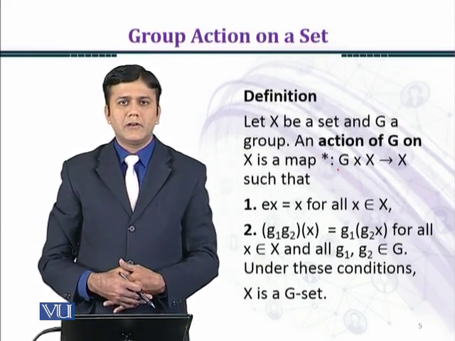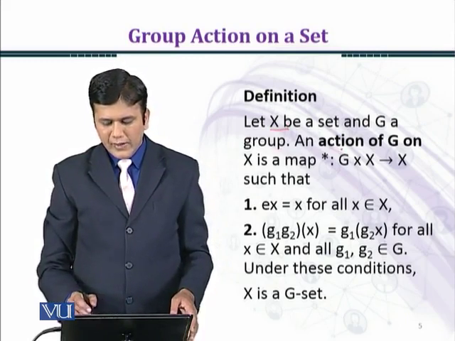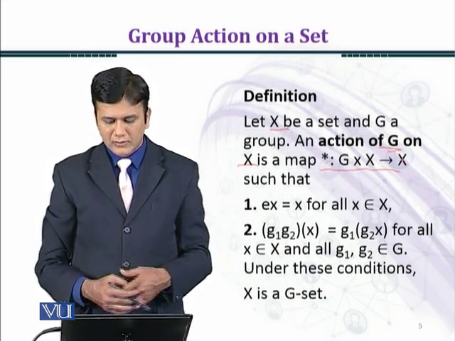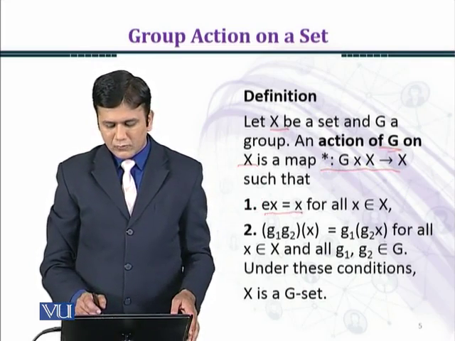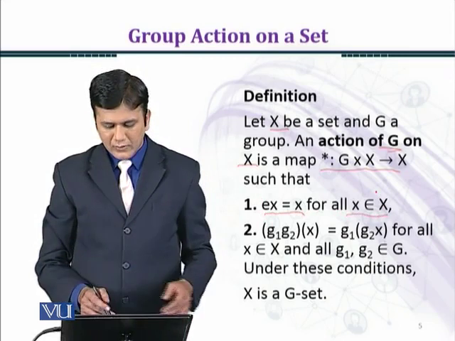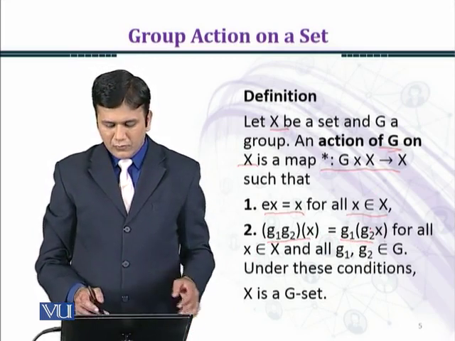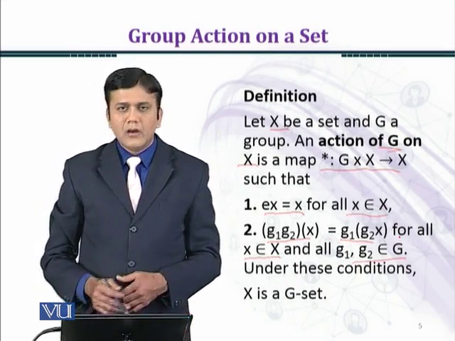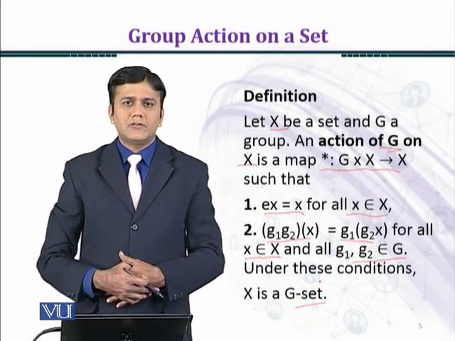Let's define it formally. Let X be a set and G a group. An action of G on X is a map star from G cross X to X such that the following conditions are satisfied. Number 1, ex equal to x for all x belonging to X, where e is the identity element of G. Number 2, (g1 g2) x equal to g1 (g2 x) for all x belonging to X and all g1, g2 belonging to G. Under these conditions X is called a G set.